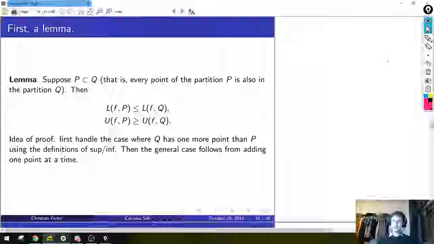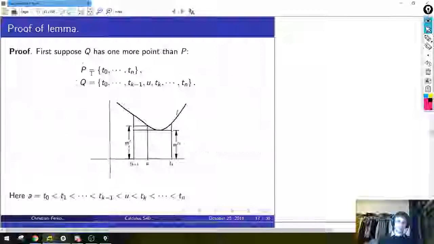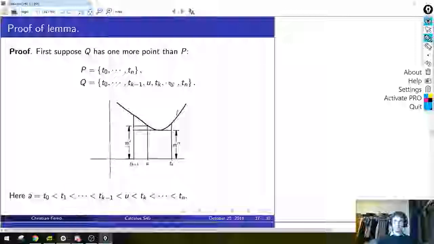Okay, all right, well, if you remember it, you should ask, but otherwise, I will start the proof. As I say, let's think first about the case where Q has just one extra point. So I'm going to label all the points. P, which is the coarser partition, is going to run from T0 up to Tn. To be totally general, we have to allow ourselves to inject that extra point anywhere, right? So we can't assume that U is injected at the end if these are in order. I know sets are technically unordered, but just assume that we've numbered these so they're in increasing order.